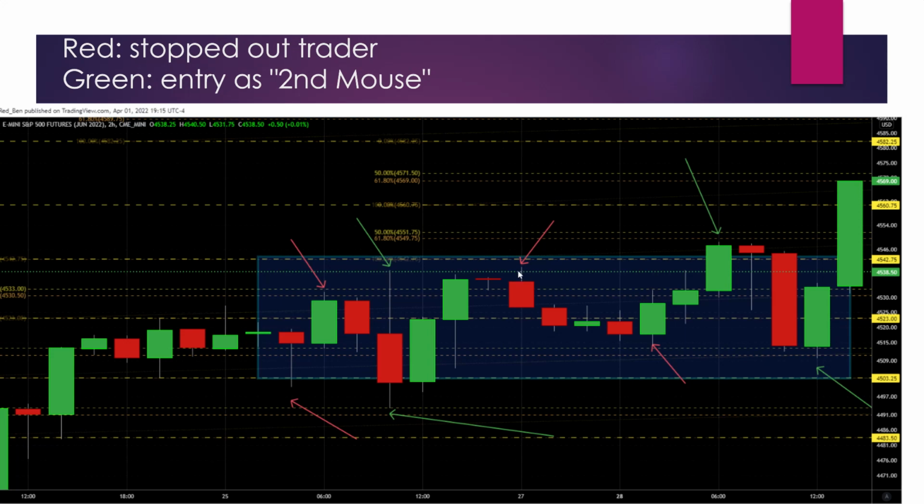Here's another one. So this guy gets short here. He puts his stop behind it. The market comes back, takes him out, and then I can get short again, only when it goes through this. So I'm getting short here.